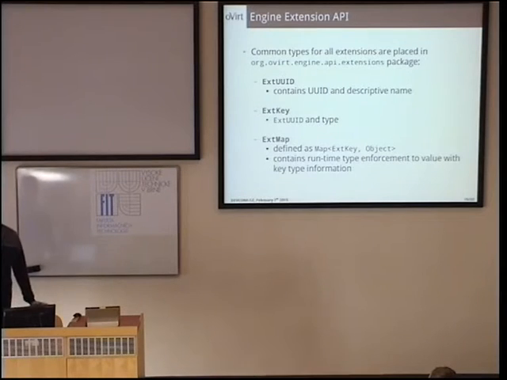Okay. So an extension key is an ExtUUID and a type. And when you take a look at the map, it's defined as a map of extension key and object. It contains runtime enforcement of the type. So if you define, for example, a type integer, into this map you will not get any other type than integer, even when the value is declared as object.